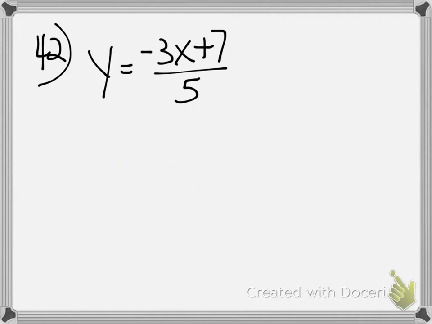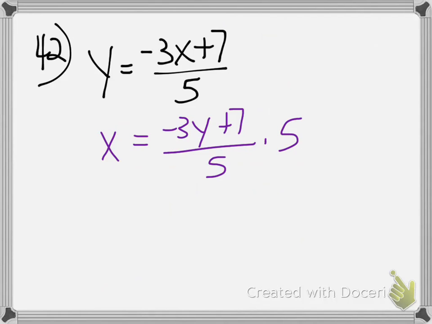Number 42 is also an inverse problem. So x and y, we're going to switch them. Then we're going to go through the process to get y back by itself. The first thing you have to do is, basically it's the reverse of the order of operations. The first thing I'm going to do is get rid of this divided by 5. So to get rid of a number you've divided by, you multiply both sides.